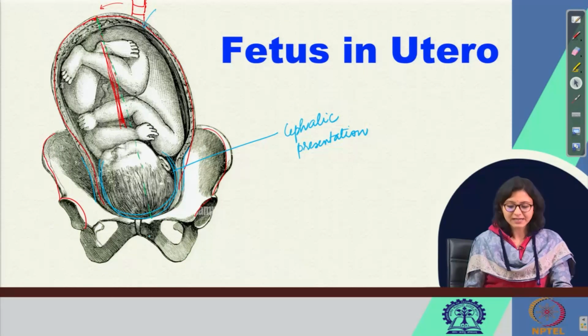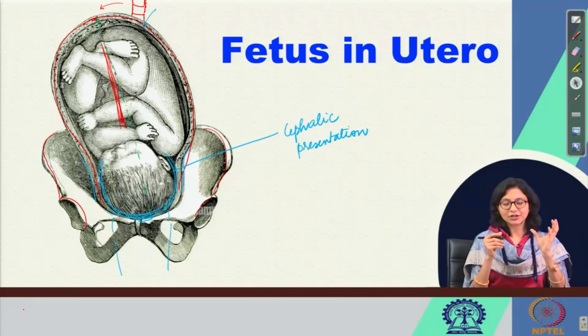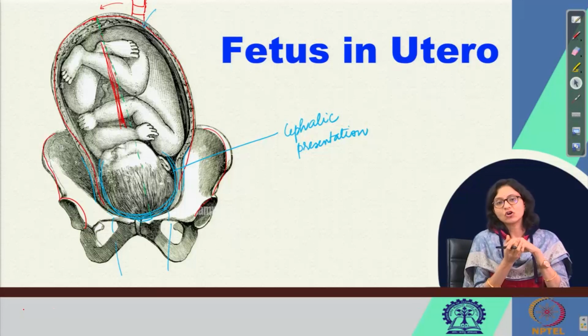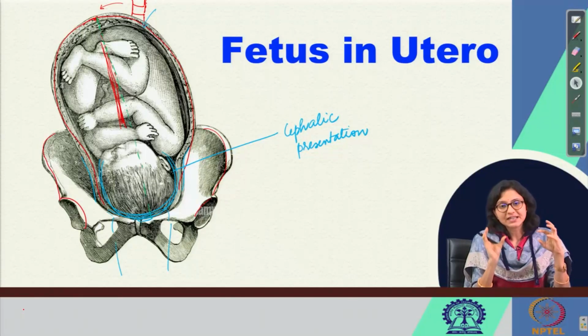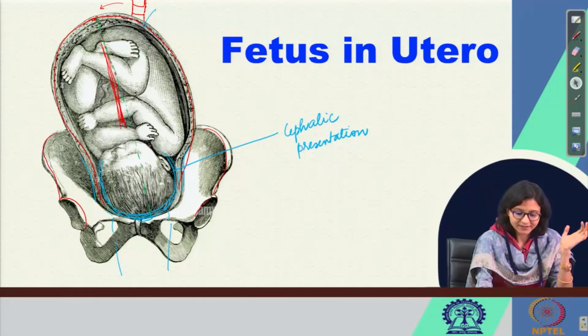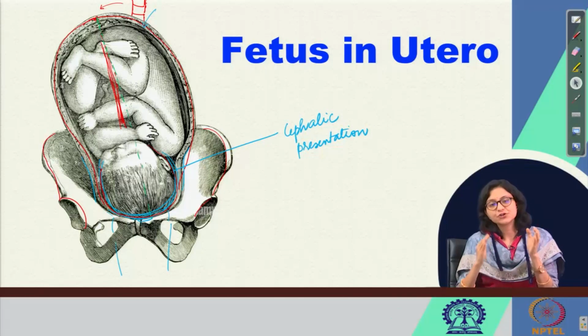What is the presenting part? It is that part of the fetus which overlies the internal os. Here will be the vagina coming and we have the internal os. That part of the presentation which overlies the internal os is called the presenting part. So, the presenting part is nothing but a segment of the presentation. This is the full head of the fetus, and now we can divide the head into different segments.